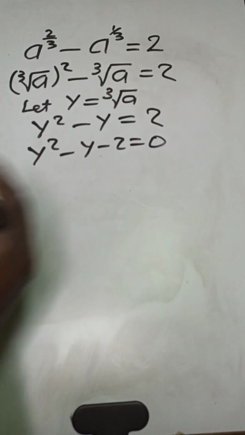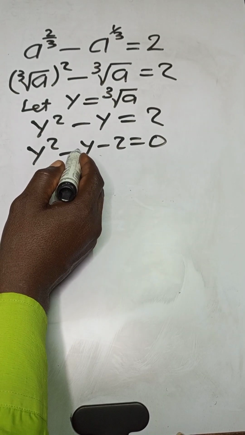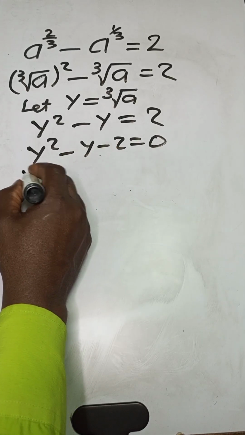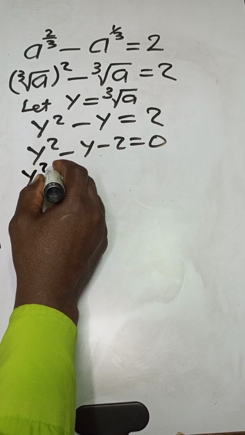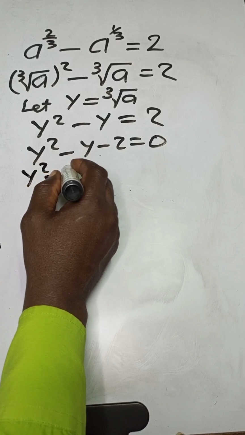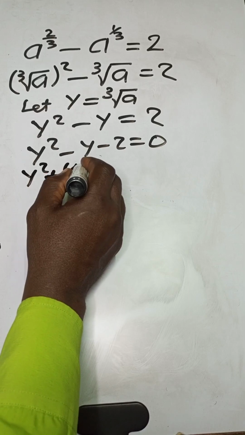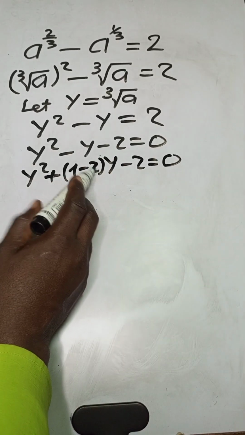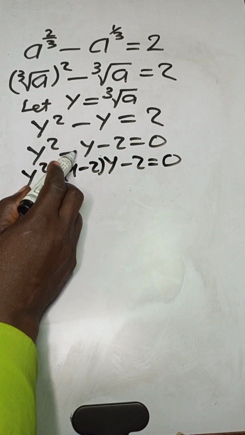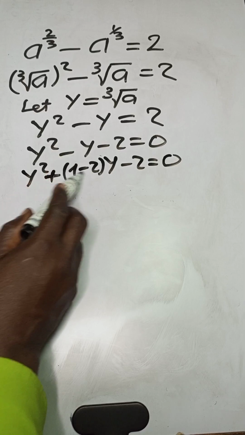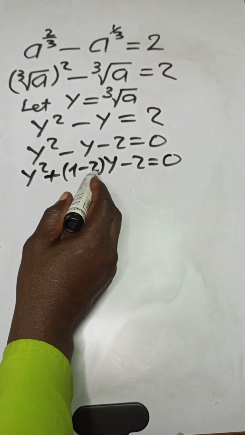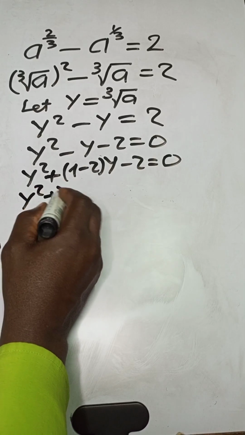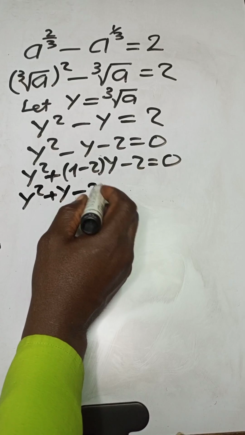So let's come here and replace this -1 with +1 and -2. So we have y squared plus 1 minus 2y minus 2 is equal to 0. 1 minus 2 is -1. So we have just replaced this coefficient of y, a -1, with 1 minus 2. Opening this parenthesis with respect to y, we get y squared. y multiplied by 1 is y. y multiplied by -2 is -2y.